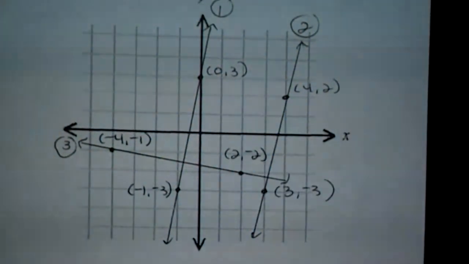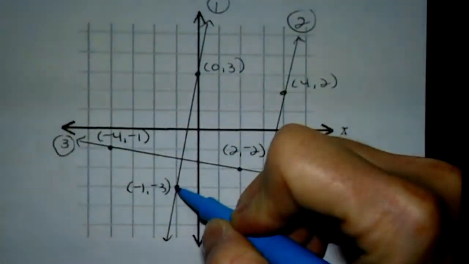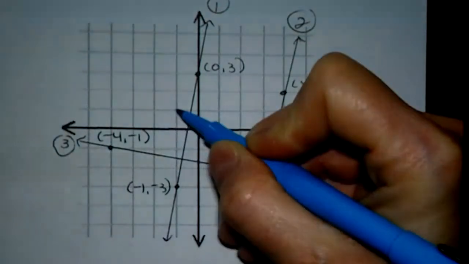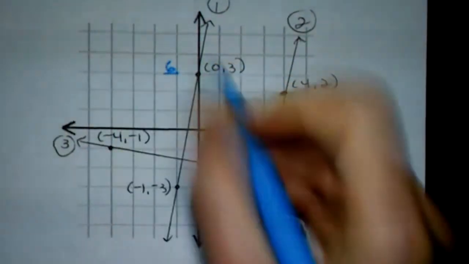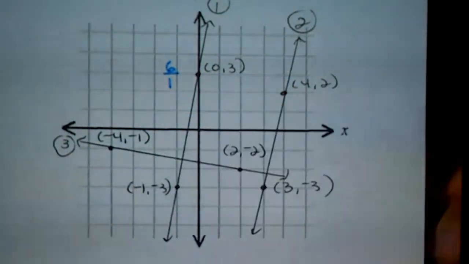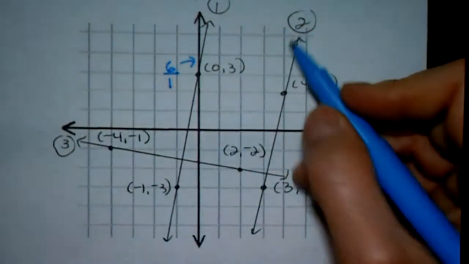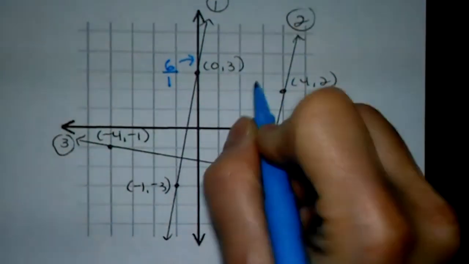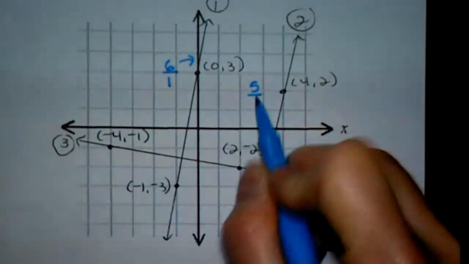So let's start with line 1. Let's find the slope of line 1. We can just use the change in y over the change in x. So from here to here, the change in y is 1, 2, 3, 4, 5, 6, and the change in x is 1. So this would have a slope of 6 over 1. Let's do line 2. 1, 2, 3, 4, 5 is the change in y, and 1 is the change in x.